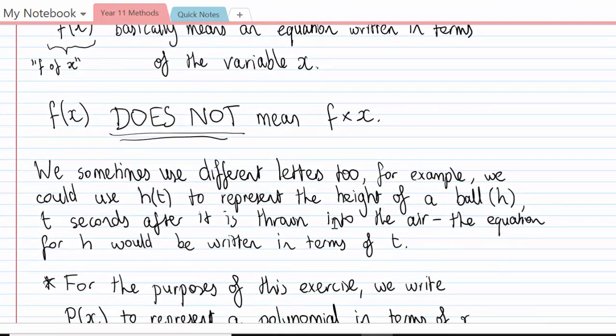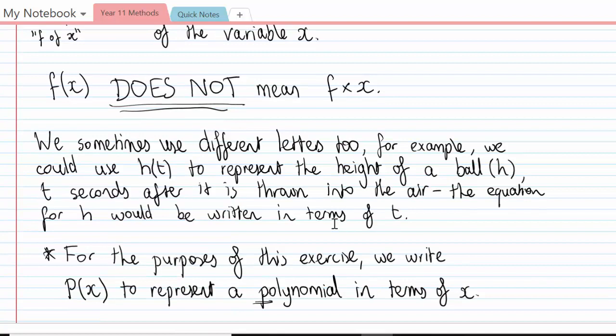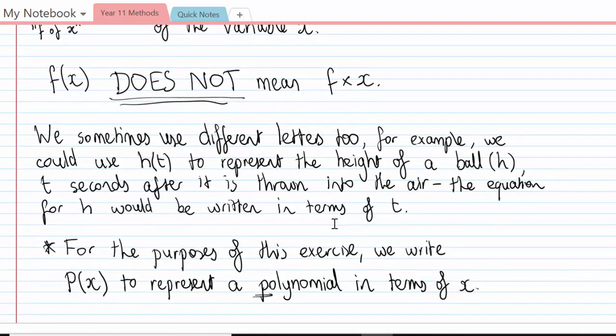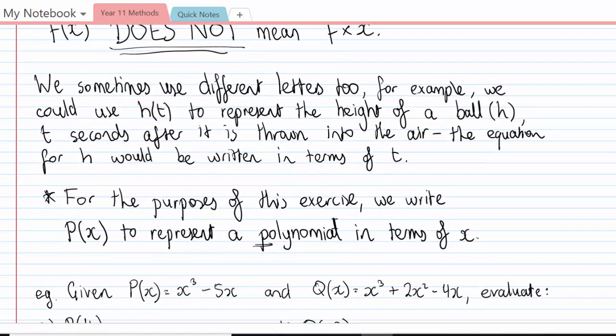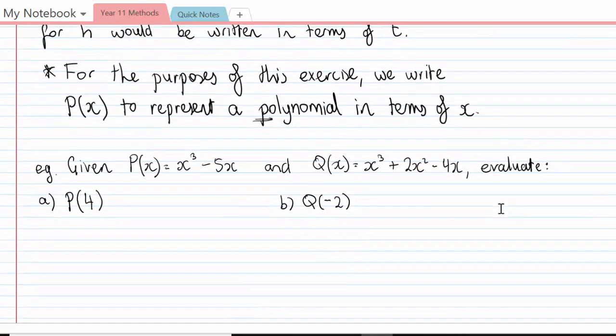Now, I've just said here, we sometimes use different letters as well. For example, we could use h of t to represent the height of a ball, which we could call h, t seconds after it's been thrown into the air. So the equation would be h equals something in t. Also, in this particular exercise, we talk about polynomials a lot. So rather than using f of x as the notation, the textbook will use p of x, with p obviously standing for polynomial. So it's just a polynomial written in terms of the variable x.